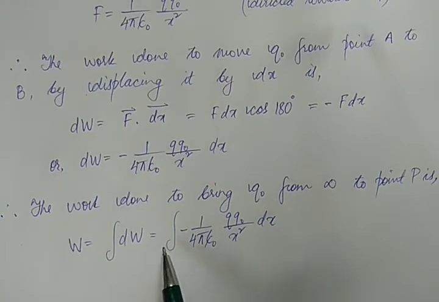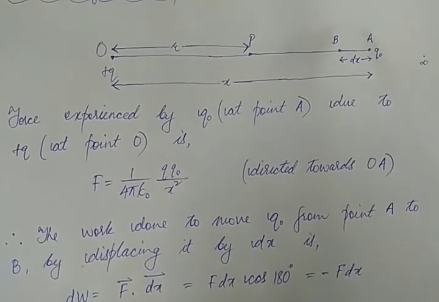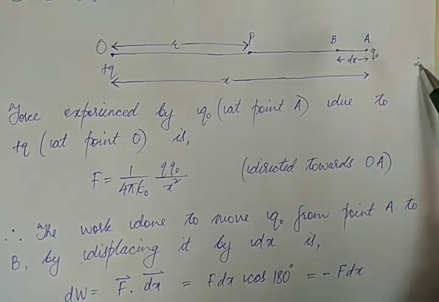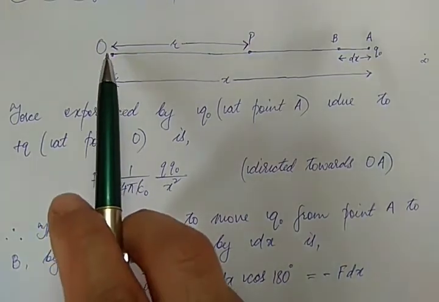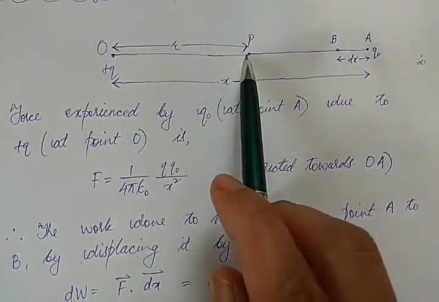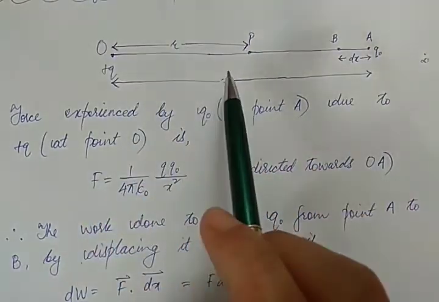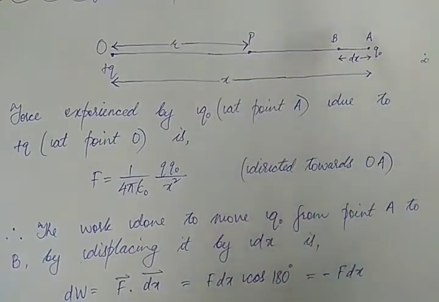Now what will be the limits of integration? As you can see in the picture here, we are bringing q naught from infinity to point P. Where is this distance infinity measured from? Our point of reference; we are measuring the distance from point O. Distance of point P from O is r. Distance of point A from O is x. Distance of this point from point O is infinity, remember.